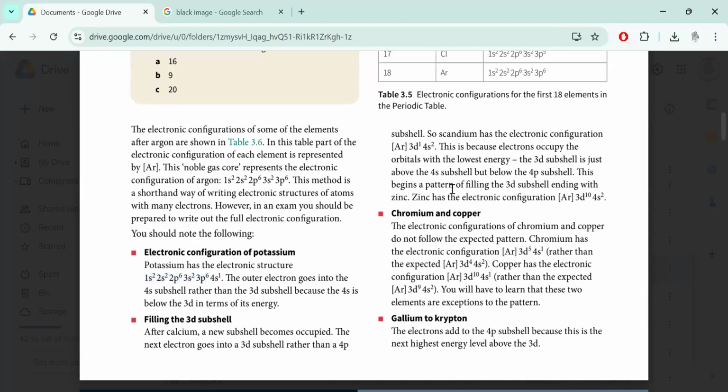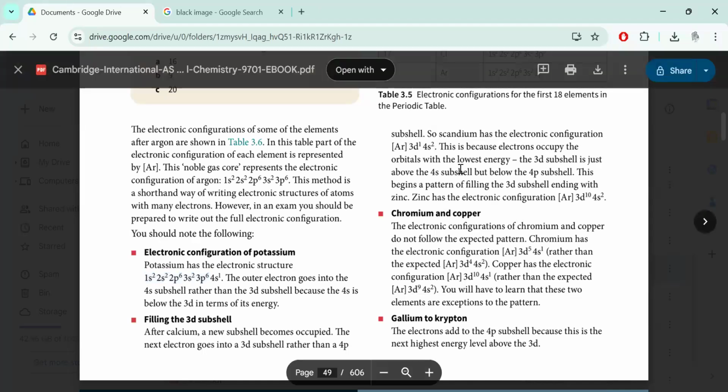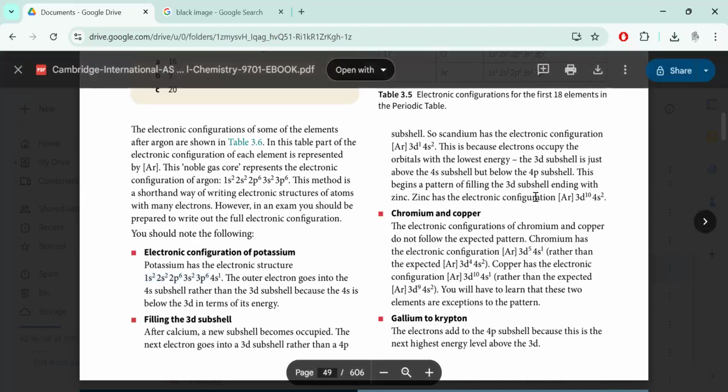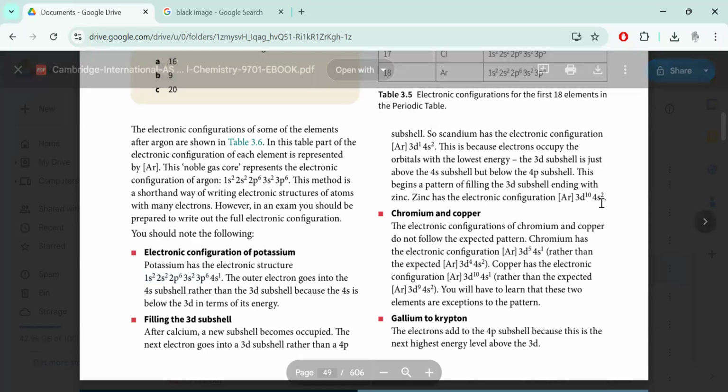This is because the electron occupies the orbital with the lowest energy. The 3d subshell is just above the 4s subshell, but below the 4p subshell. So this begins a pattern of filling the 3d subshell, ending with zinc. Zinc has an electronic configuration of this.